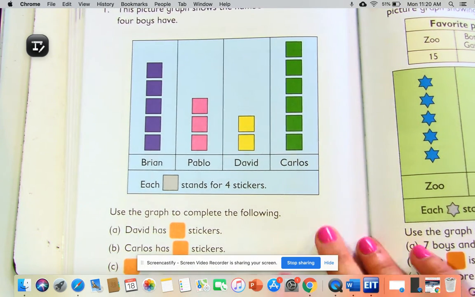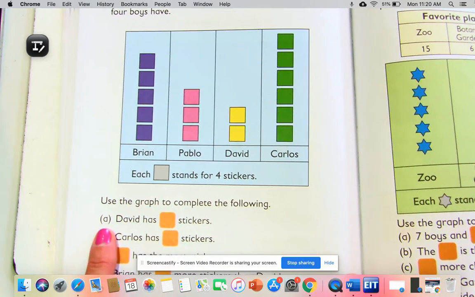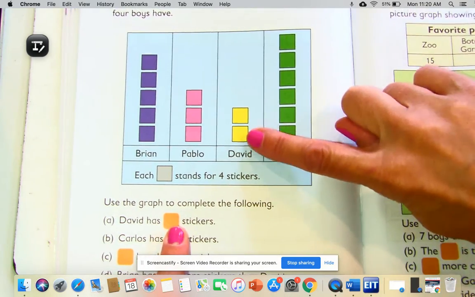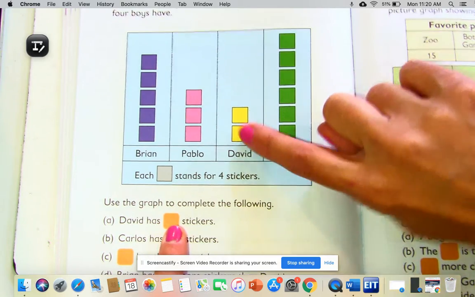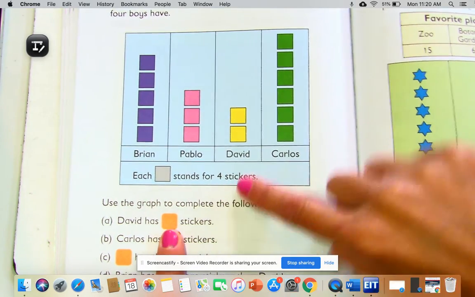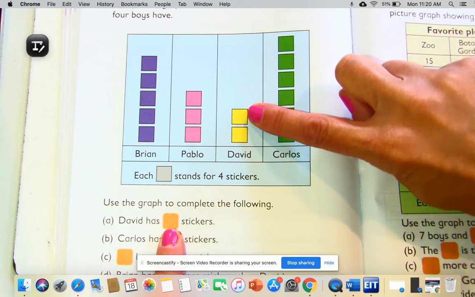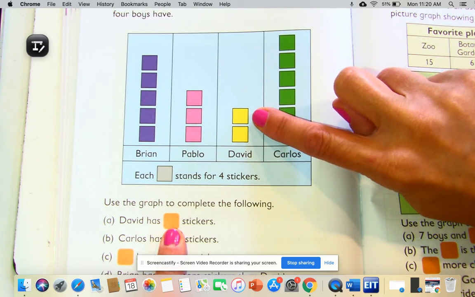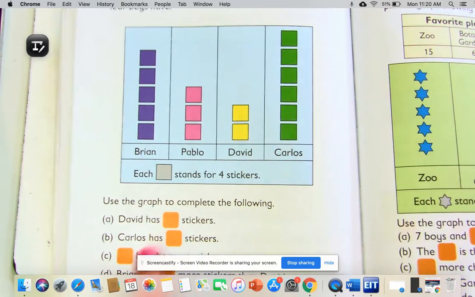So, our first question, A, David has blank stickers. Well, here's David, and he has 2 boxes or 2 squares, and each of those stands for 4 stickers. So we could go 4, 8, or we could multiply 4 times 2 is 8. So David has 8 stickers.